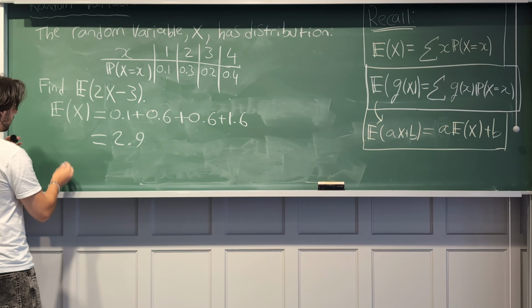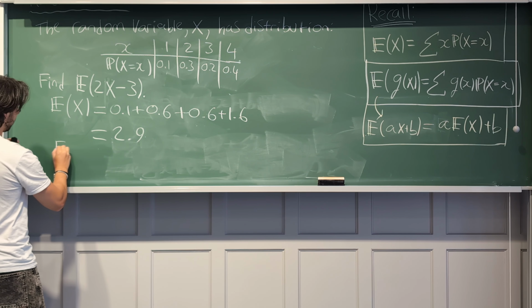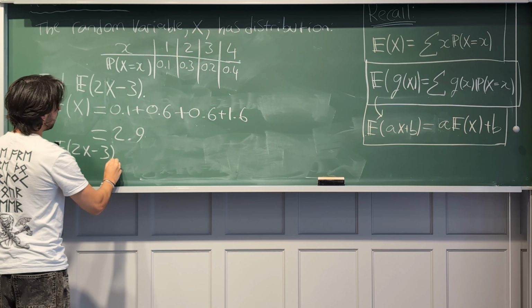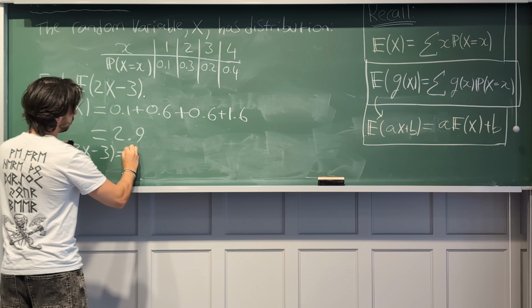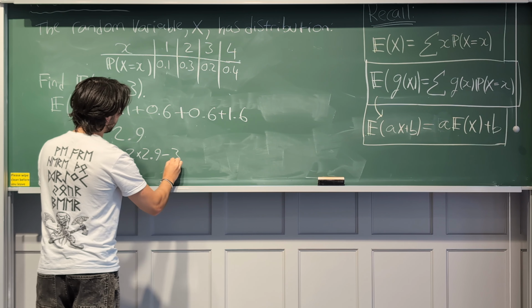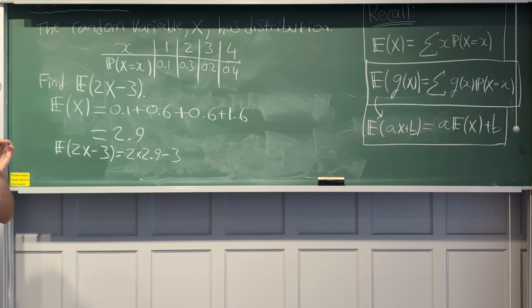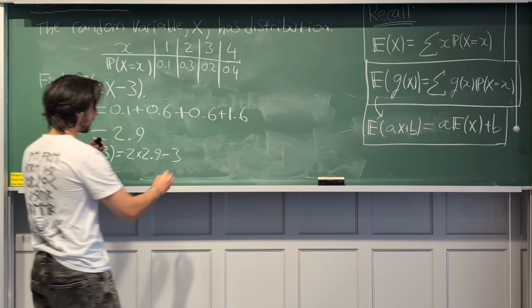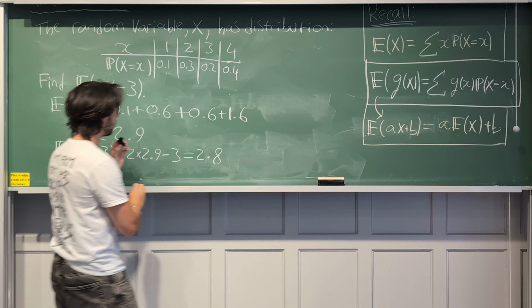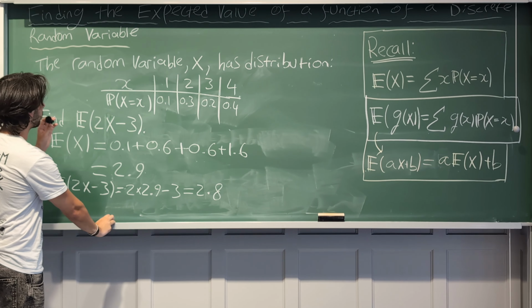So the expected value of 2x minus 3 is just going to be 2 times 2.9 minus 3, like that. So that number, 2 times 2.9 minus 3, is just, of course, going to be 2.8. So this is equal to 2.8. And that is the answer to the question.